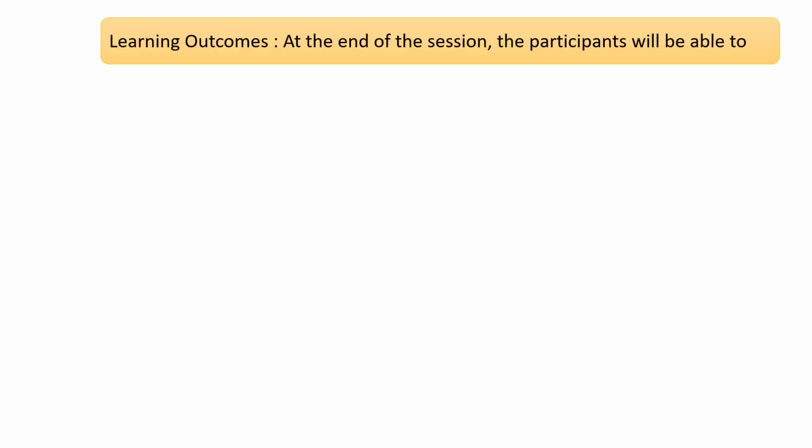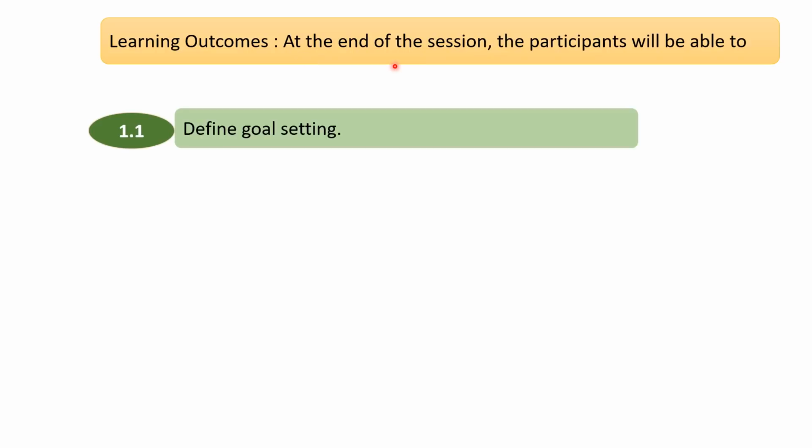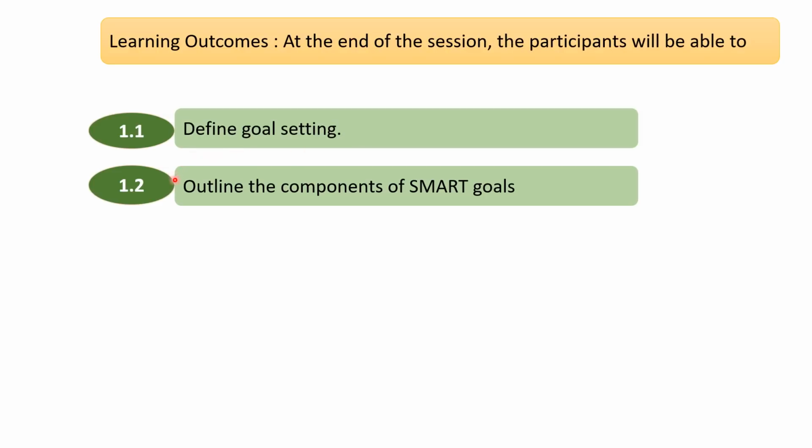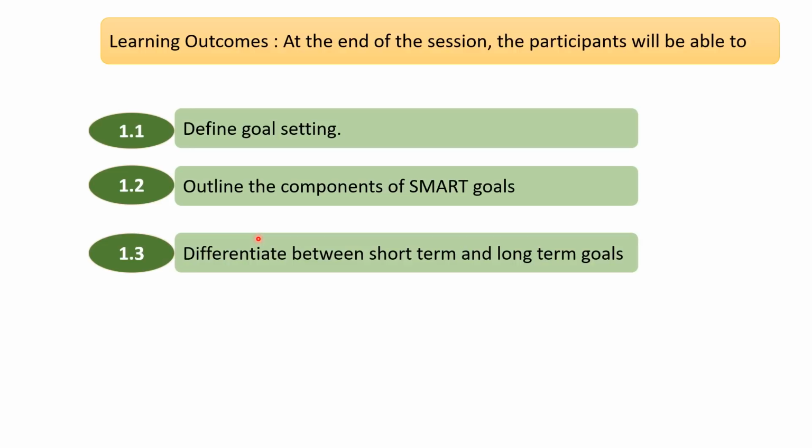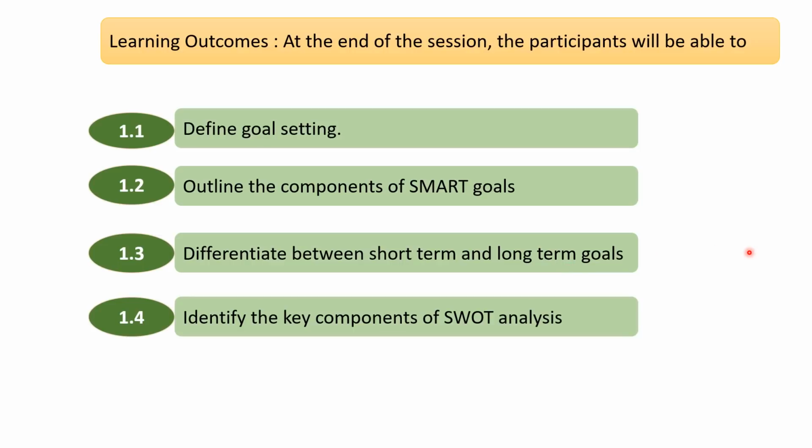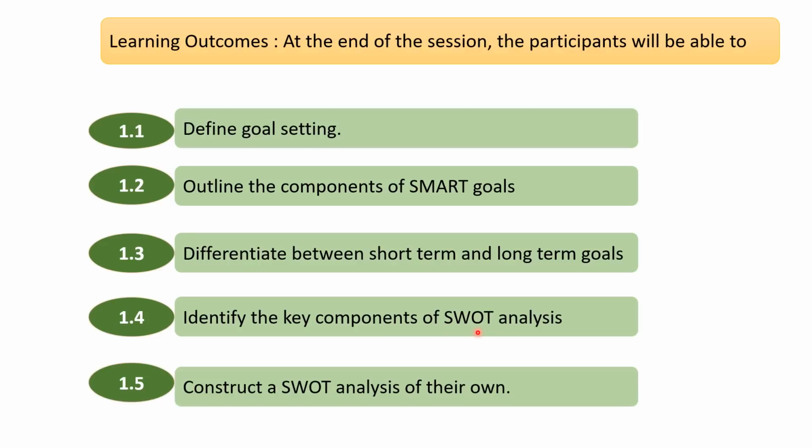So, what are the outcomes of this session? Let us focus on the outcomes of this session. At the end of this session, what are you going to achieve? The first thing is you will be able to define what is goal setting. Second, you will be able to outline the components of SMART goals. Third, you will be able to differentiate between long-term and short-term goals. Fourth, you will be able to identify the components of SWOT analysis. Fifth, you'll be able to construct your own SWOT analysis. So these are your session outcomes.